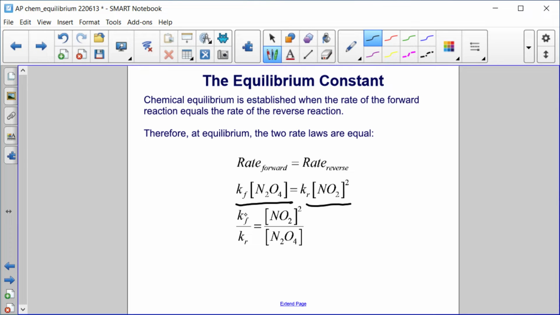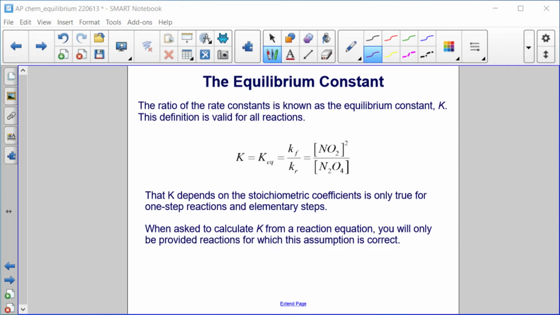I've made a ratio of the rate constant for the forward reaction to the reverse reaction, and I get the concentration of NO2 squared over N2O4. The ratio of the rate constants is known as the equilibrium constant K. So I have this ratio of the forward rate constant to the reverse rate constant, which is equal to Keq, the equilibrium constant, or sometimes it's just referred to as K. So this is the same ratio we derived on the previous slide, concentration of NO2 squared over concentration of N2O4.